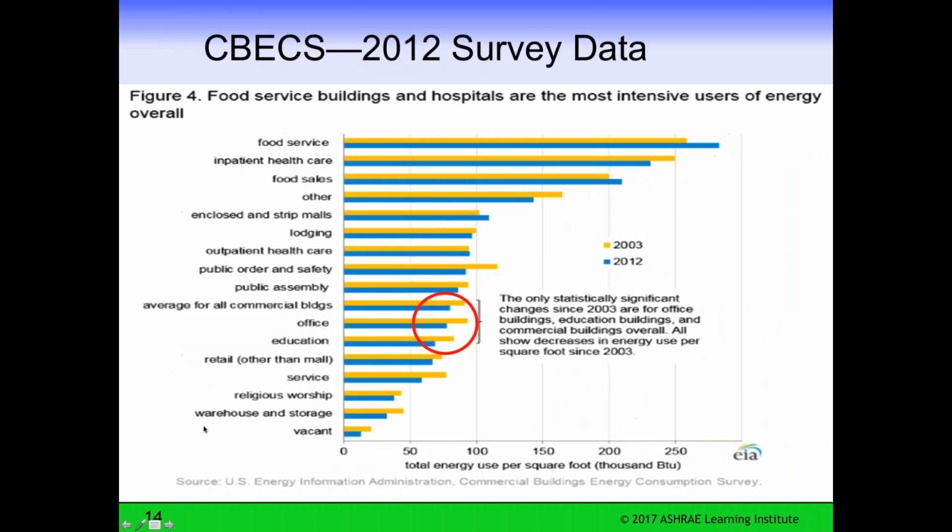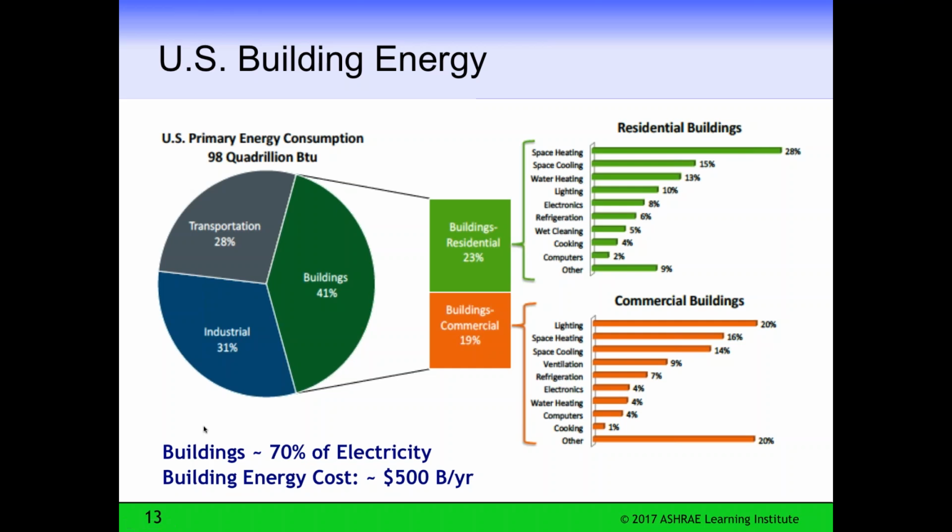Okay. What's interesting to me is that in the buildings we're building at the moment, the lighting has been reduced to such an extent that it's no longer the dominant source of energy use. This is from the earlier CBECS data from 2003.